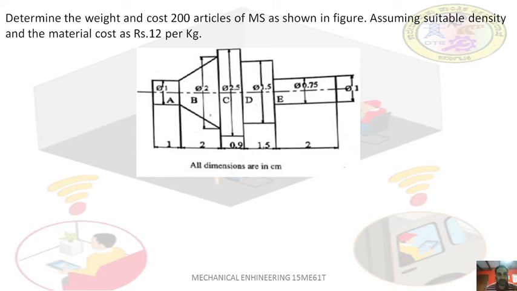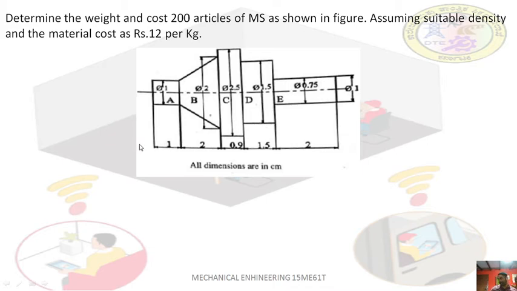So cost of 1 kg material is 12 rupees per kg. You have to find out the volume of one article and multiply it by density. It will give the weight of one spindle. Then you have to multiply it by the cost per kg, so you will get the cost of one component. Then multiplied by 200, it will be the cost of 200 articles.